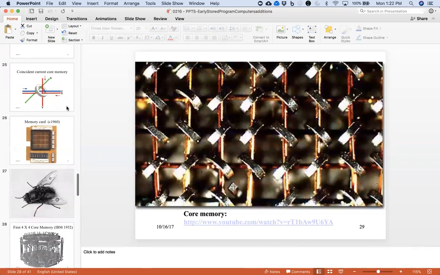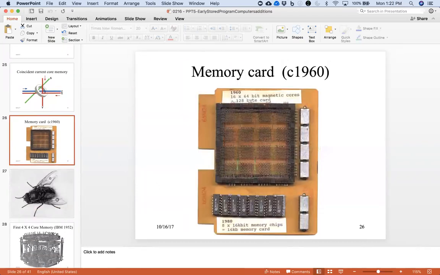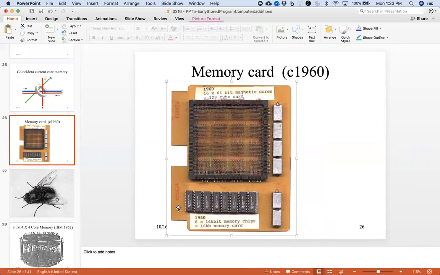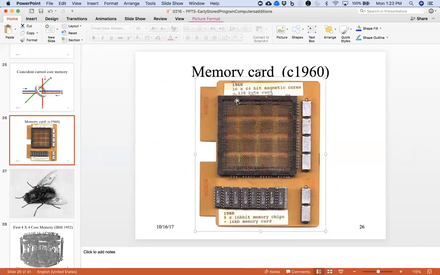One thing I want to say about that type of memory, I have a better picture here. This is an actual small-scale version of what's called core memory. You might find this hard to believe, but in the 60s and 70s, this type of memory was used in computers. And then by the time we got to 1980, we had these smaller chips that encoded a lot more memory. So just take a look at the difference in scale here. This is 16 by 64 bits. So that's 128 bytes of storage.